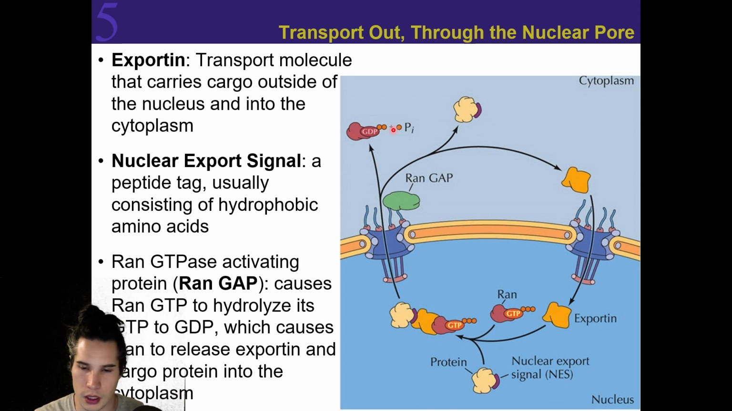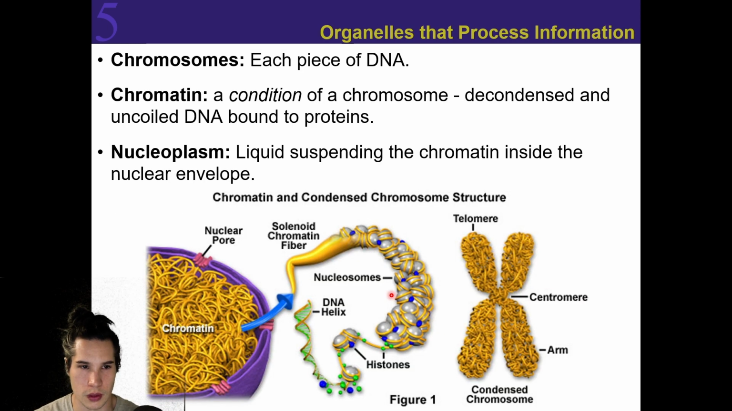So then what you're left with is exportin, you're left with RAN-GDP, and you're left with RAN-GAP, which just stays in the cytoplasm, and then that cargo protein, which is free to do whatever it needs to do outside of the nucleus. Now that exportin can be brought back into the nucleus for recycling. So that's how you get stuff out of the nucleus.